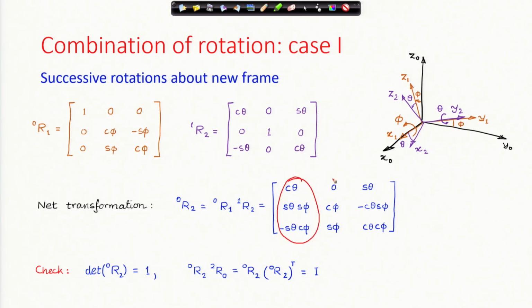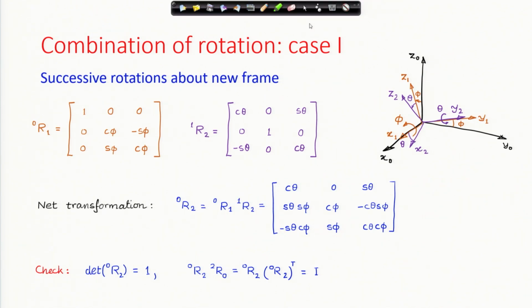Now, the dot of this with this becomes 0 plus sin theta sin phi cos phi plus minus sin theta cos phi sin phi, and these two are equal and opposite. So, that gives us 0. Therefore, this dot product is 0. Similarly, you can check that the dot product of any two unlike columns is 0.